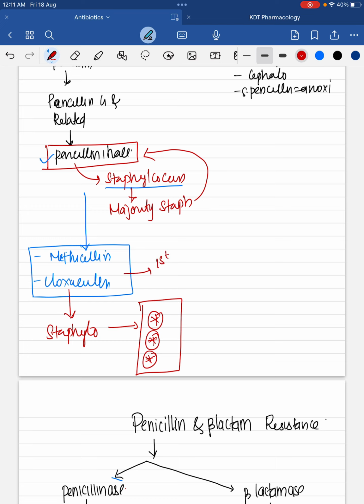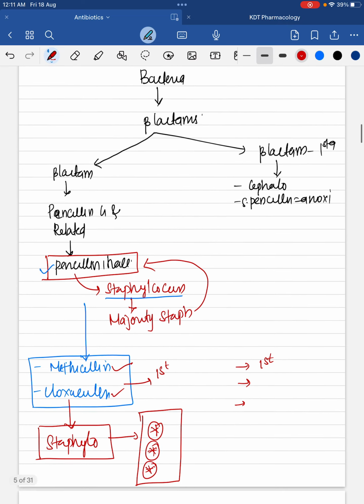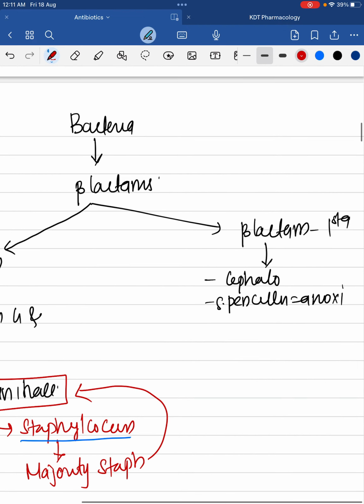We have two more groups which will be acting toward Staphylococcus, so that we complete our list by adding one by one. So the first group you got is methicillin and cloxacillin. This much clear? Now the other one, the other beta lactams, that is the first generation beta lactams.